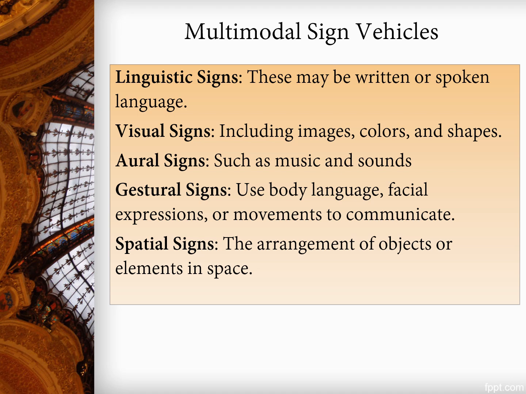Now, there are multimodal sign vehicles. There are linguistic signs, they may be written or spoken. There are visual signs, which include images, colors, and shapes. There are oral signs, such as music and sounds. There are gestural signs, such as body language, facial expressions, movements, all of which can communicate. And there are spatial signs, the arrangement of objects, the elements in space, 3D elements, and so on.